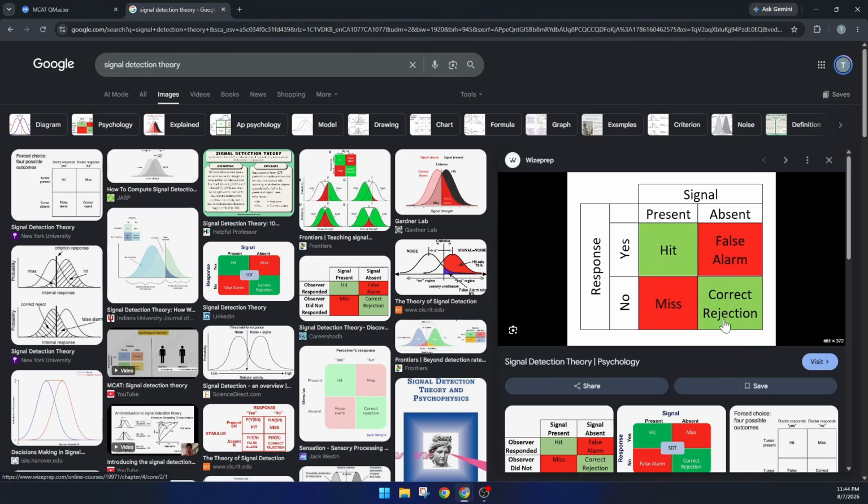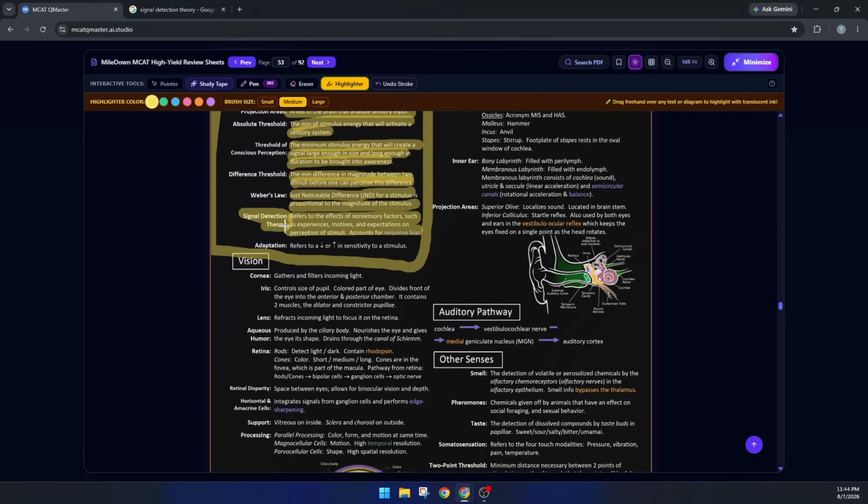So this person was correct. In the green, the person was correct. They identified correctly that the signal was present. They identified correctly that the signal was not present. So that's why I call it correct rejection. The red is what the observer got wrong. Anyway, I recommend going over signal detection theory a bit more than this.